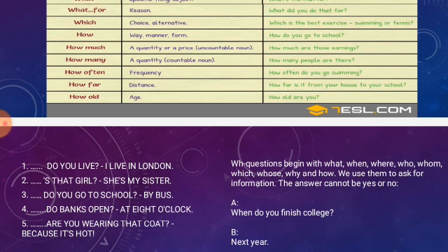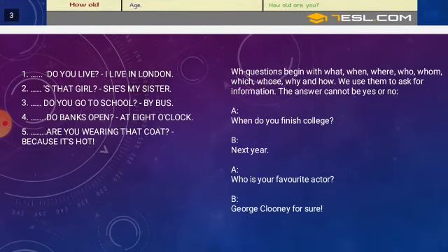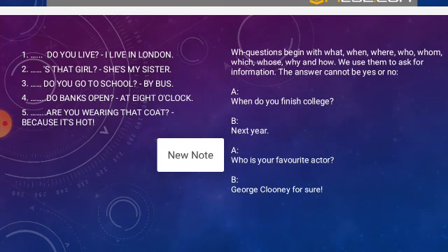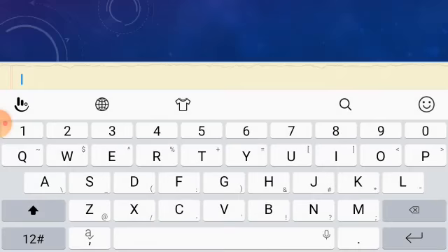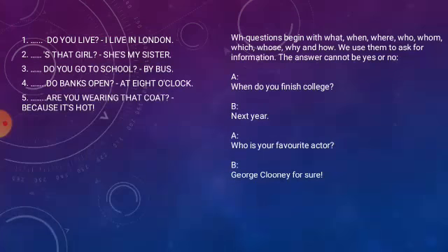Now here, look at the next slide, the last slide here. See the first sentence. First sentence, the WH question is not given. Dash do you live? The answer is, I live in London. So you want to know the place, isn't it? So you are going to ask, where do you live?